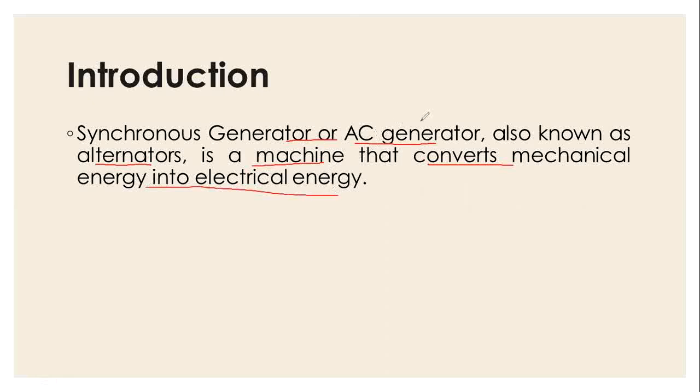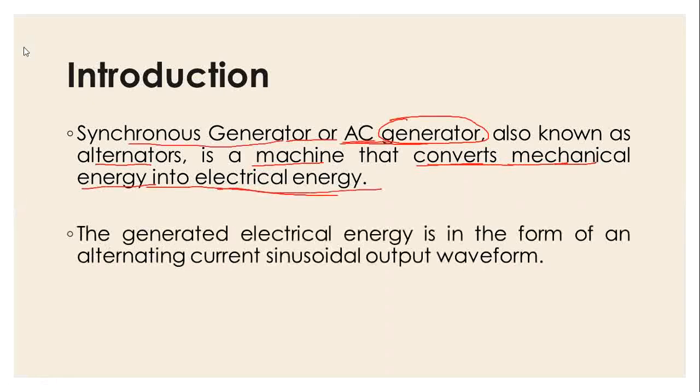As we already know, any generator, whether it is an AC or DC generator, the function is to convert the input, that is mechanical energy, into electrical energy as the output. The generated electrical energy is in the form of an alternating current sinusoidal output waveform. So since they are AC generators, we are going to get AC output.